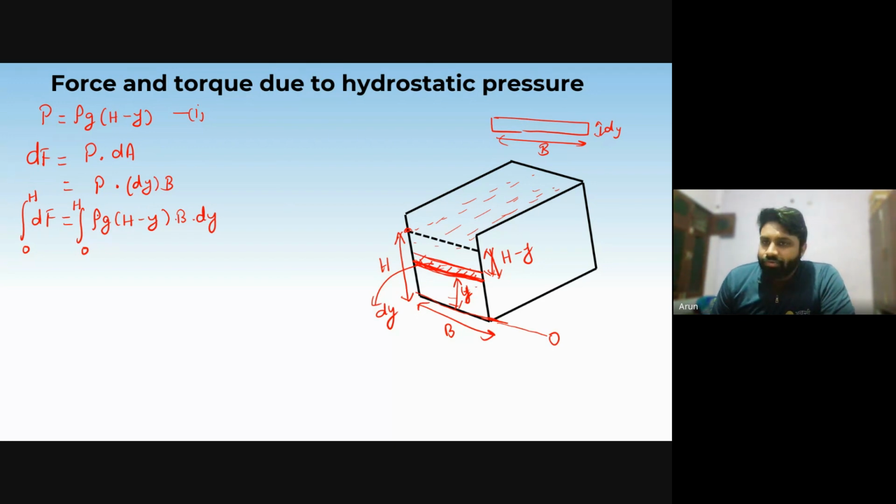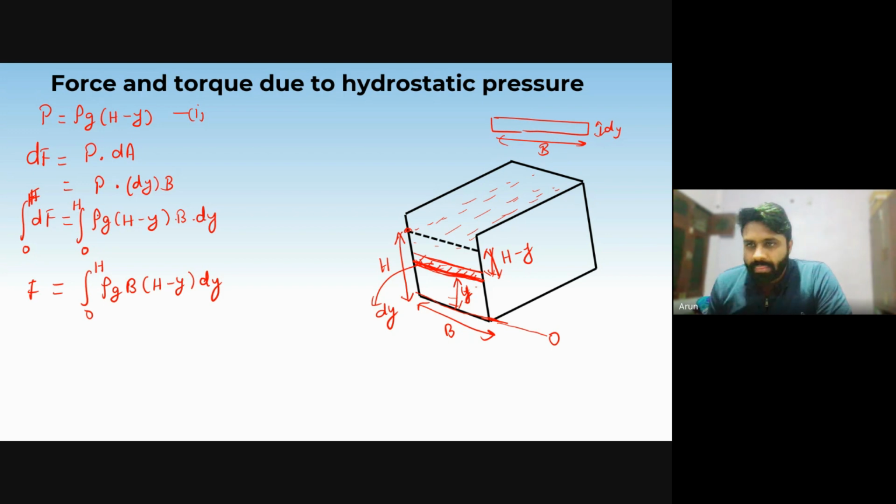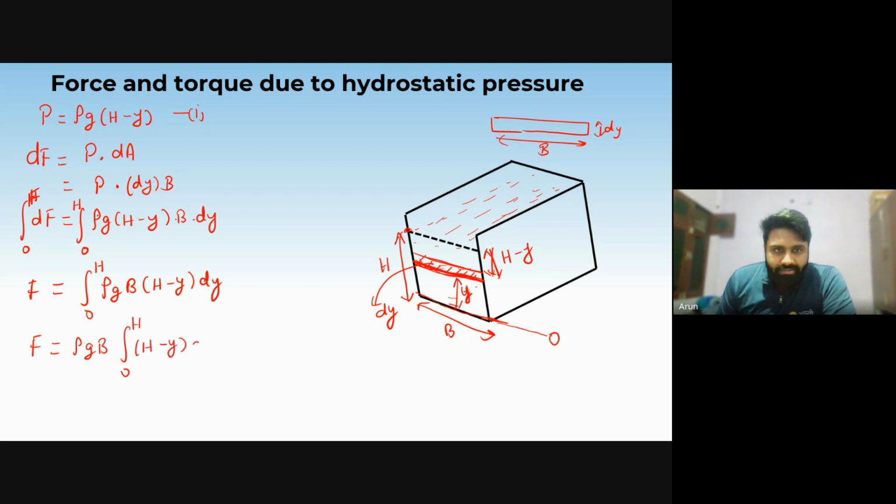So for 0 to h, you have to integrate it. 0 to f, you will get the value of s. So this f is equal to the integration from 0 to h of rho g b (h minus y) dy. Now this is a simple integration. So f here will be from 0 to h. You can take rho g and b as constant because they are constant. Integration of 0 to h, (h minus y) dy.